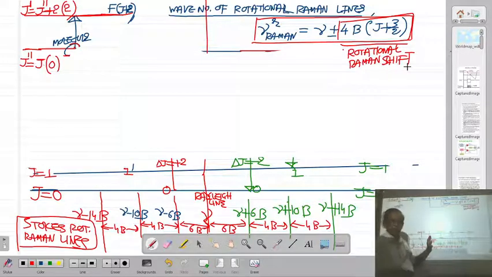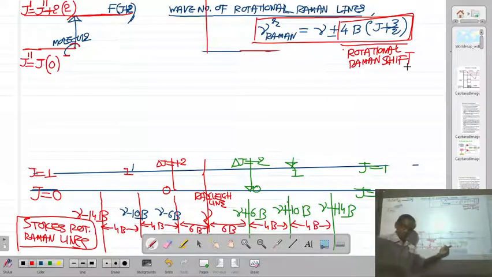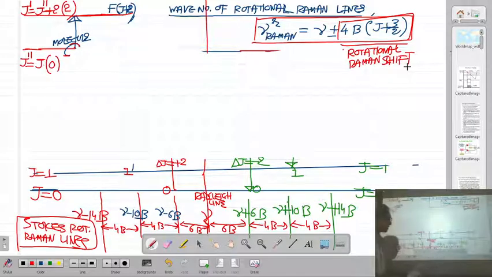From the Rayleigh line, anti-Stokes Raman lines and Stokes Raman lines are obtained at a distance 4B(J plus 3/2). So 4B(J plus 3/2) is the rotational Raman shift at which the anti-Stokes Raman lines and Stokes Raman lines are obtained from the Rayleigh line. Okay. So now we will write down the property of this.